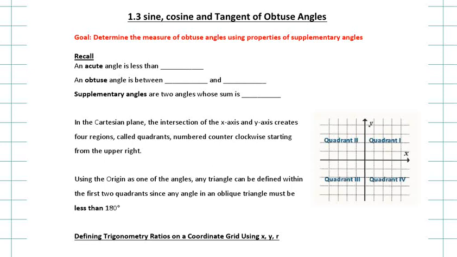So we've already discussed this, that an acute angle is an angle that's less than 90, and an obtuse angle is between 90 and 180. And we said that supplementary angles are two angles that sum to 180. Okay. Now, here's the important part.